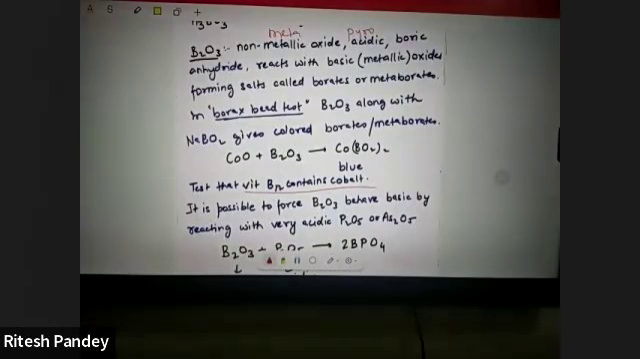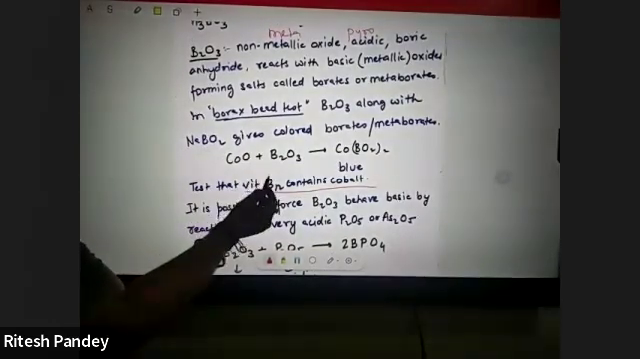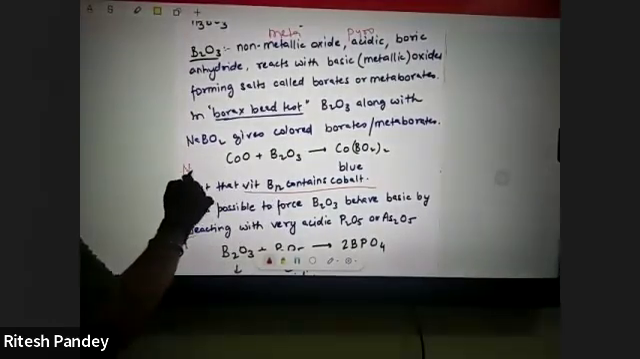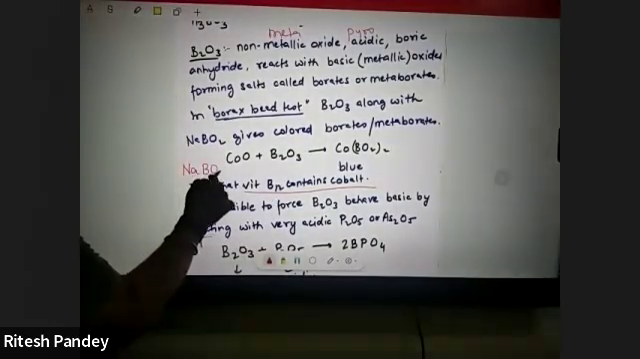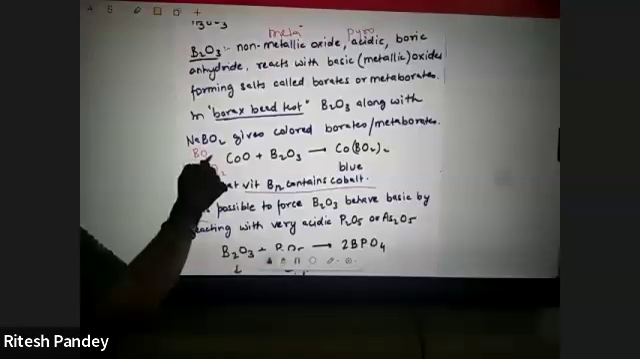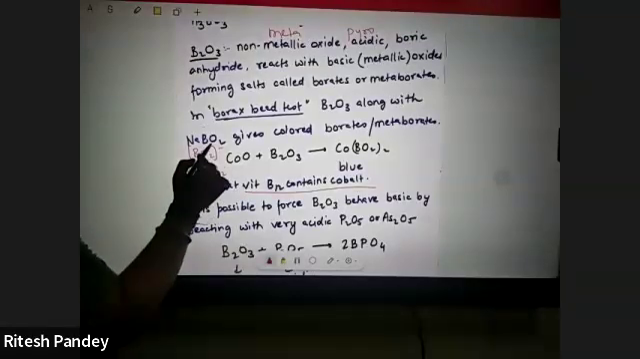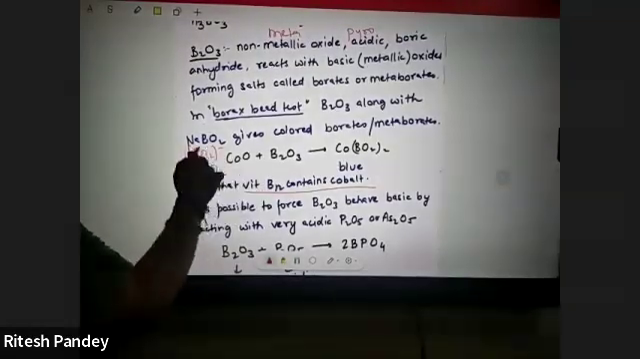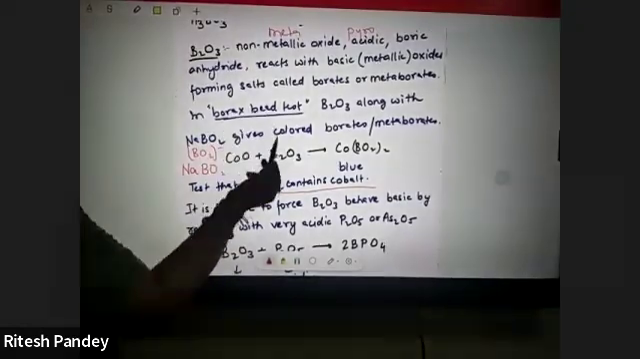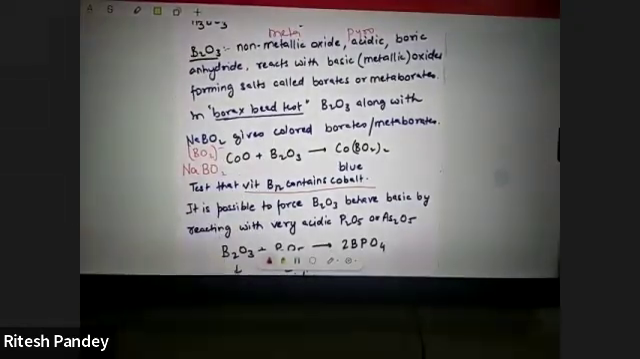B2O3 along with NaBO2 is the stuff which gives you color. NaBO2, I remember the valency of BO2 minus. So whether it's B2O3 or NaBO2 together forming the glassy bead in the borax bead test, I'm obviously going to talk about it.